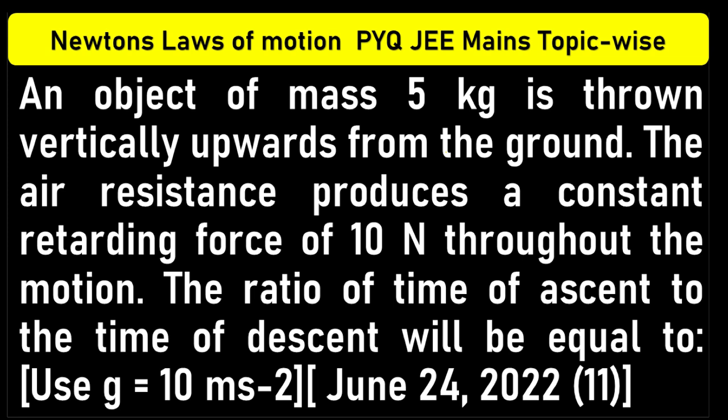An object of mass 5 kg is thrown vertically upwards from the ground. The air resistance produces a constant retarding force of 10 Newton throughout the motion. The ratio of time of ascent to the time of descent will be equal to.